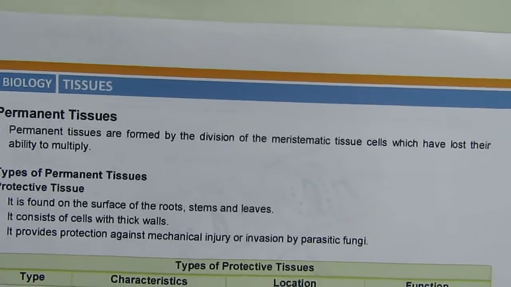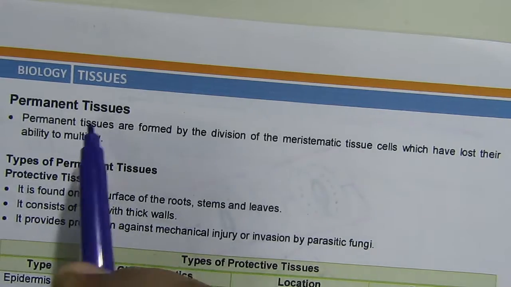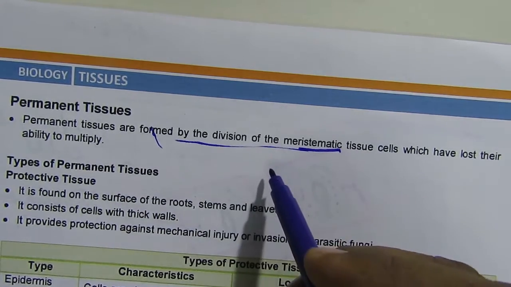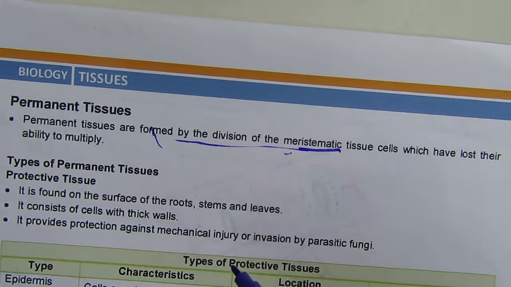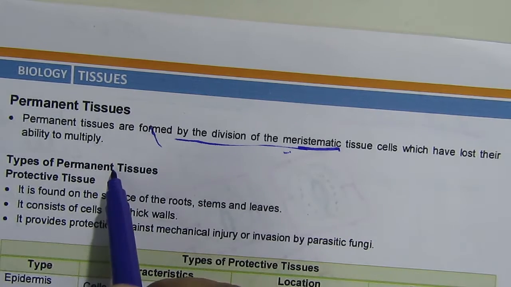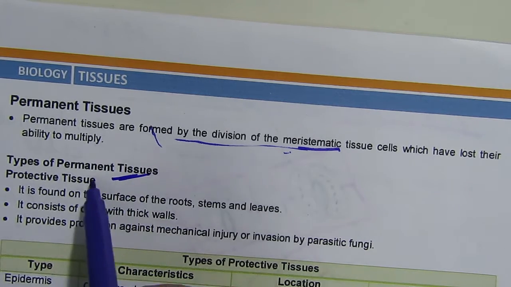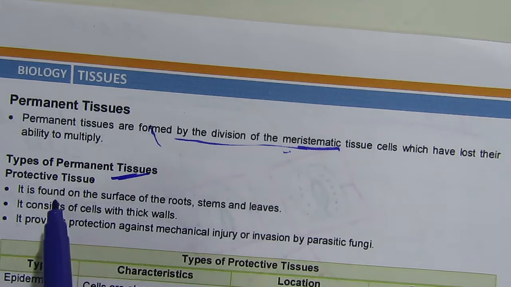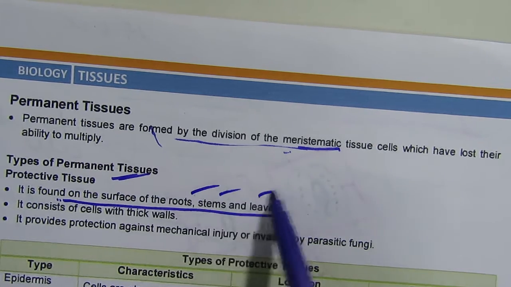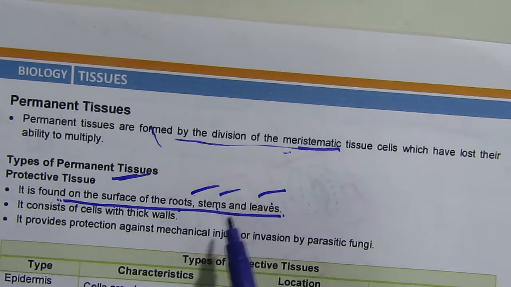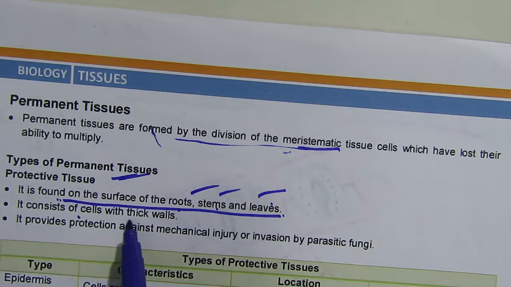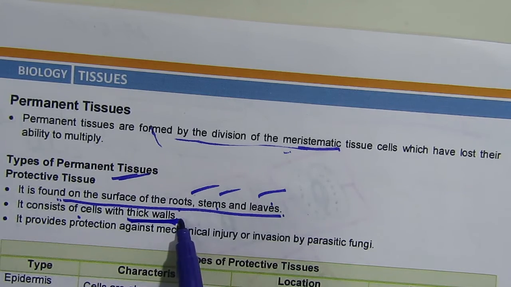Permanent tissues are formed by the division of the meristematic tissue. Actually, permanent tissue come from where? They come from meristematic tissue. Permanent because they don't divide. Now first come to the types of permanent tissues. Protective tissue is there. For example, protection is a must for the plants also. So you can see they are present at these places: roots, stem and the leaves. Their cells are bigger, of course, but walls are very thick. Sometimes they are dead also.